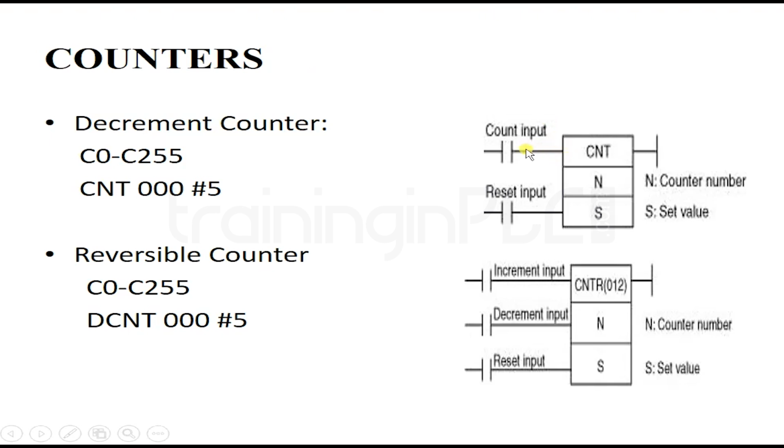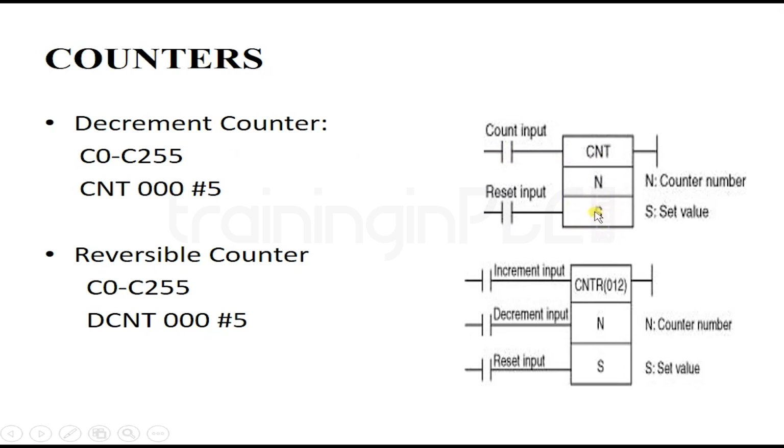For the decrement counter, the instruction is CNT, which means counter, decrement counter. N means your counter number, that should be from C0 to C255. So totally we can use 256 counters in one program. And S is your set value.